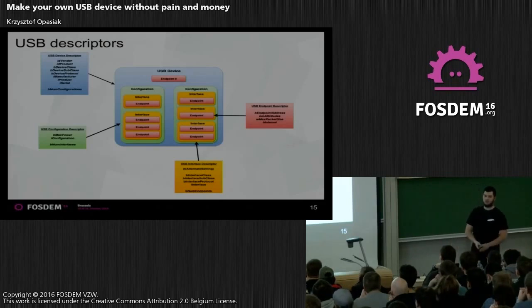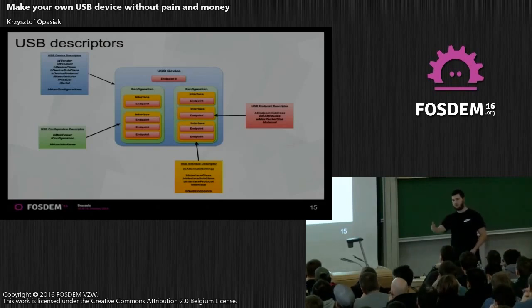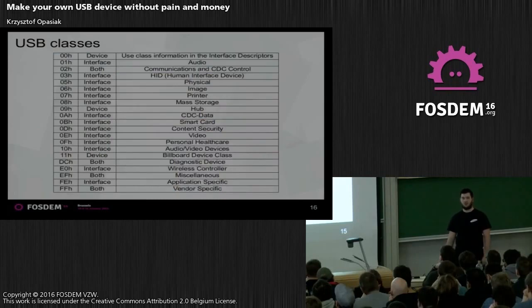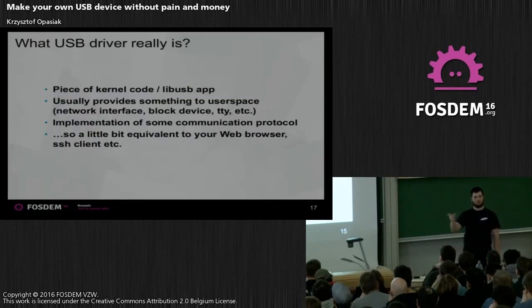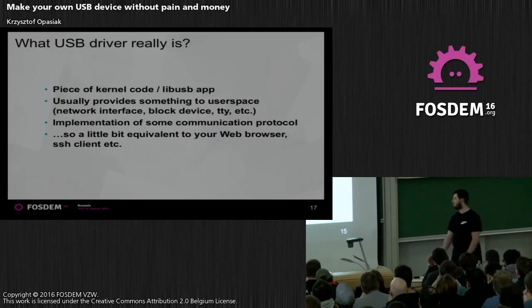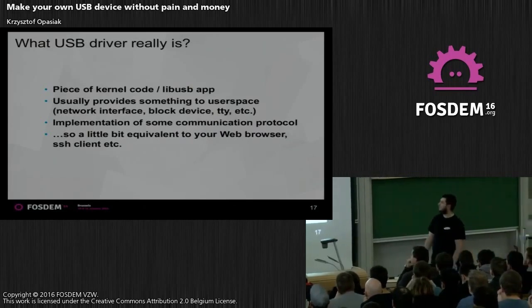We have also the bInterval field. This field is used in interrupt and ISO transfers. It's the time interval when polling the device for data.